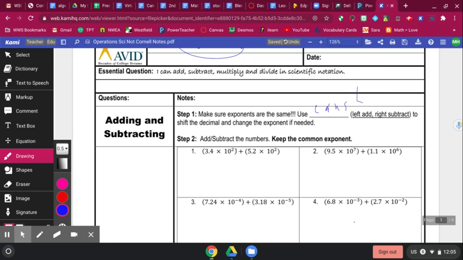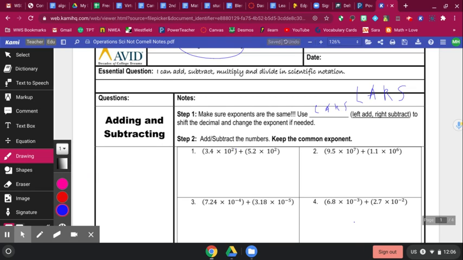That is, again, LARS. Left add, right subtract. To shift the decimal and change the exponent if needed. Step two, we're going to add or subtract the decimals. Keep the common exponent.